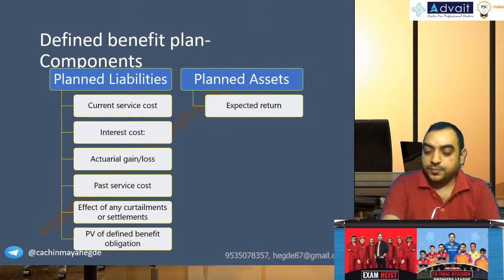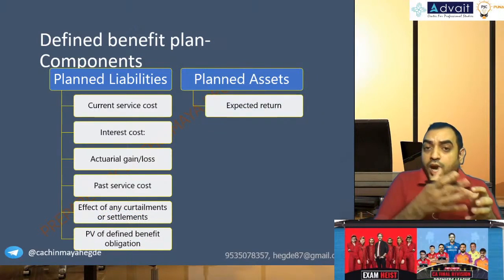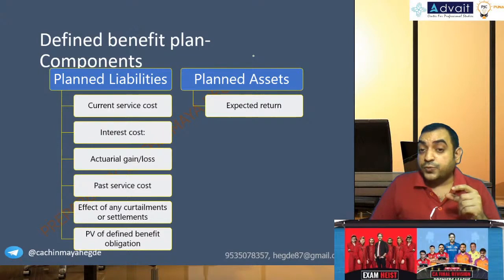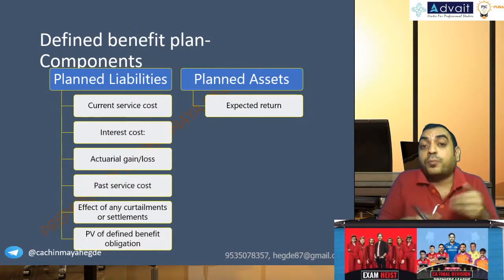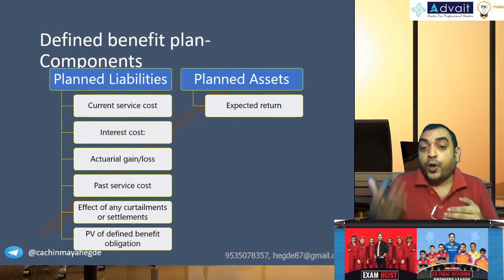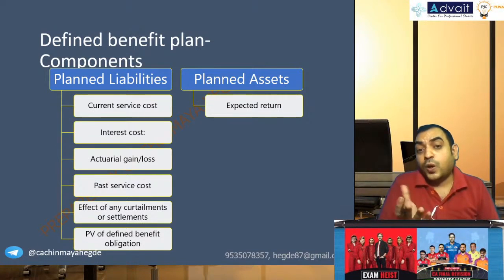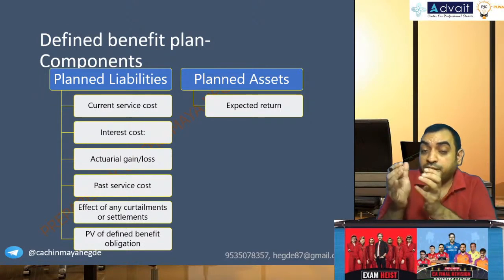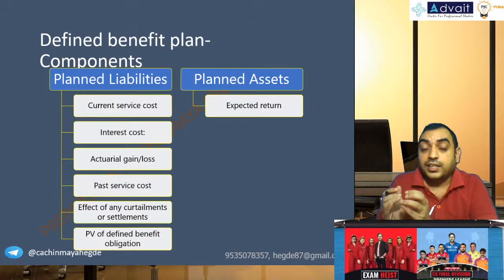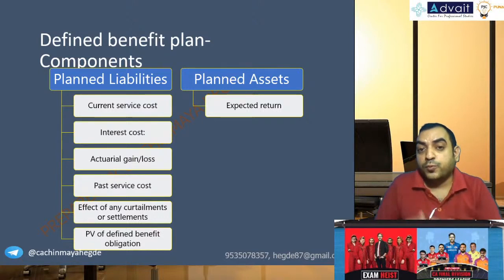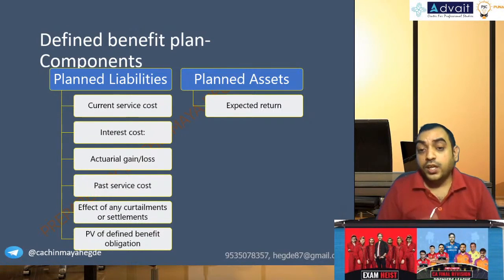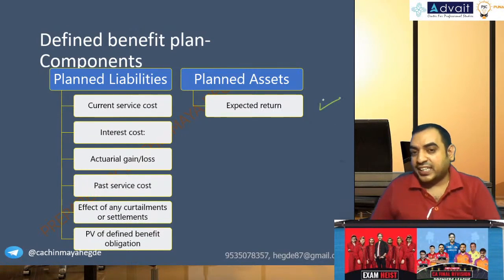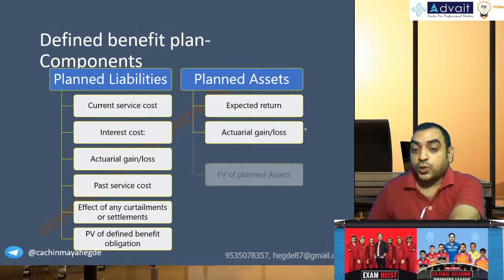Now planned assets, I told you the amount has to be saved. Remember, this will not go to P&L. Planned asset is like a sinking fund. You keep saving your money every year so that when the employee leaves, you will not say, sorry, I did not know, I have not saved money. You have a responsibility to save money so that when the employee comes, you should be able to settle his amount without any delay. And on the planned assets, you get an expected return, but your actual return may be different.